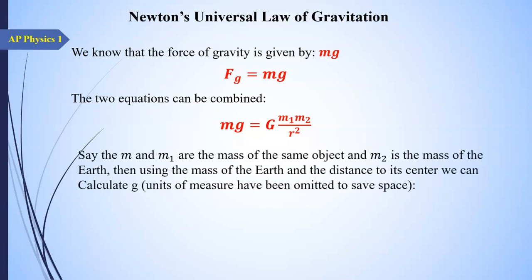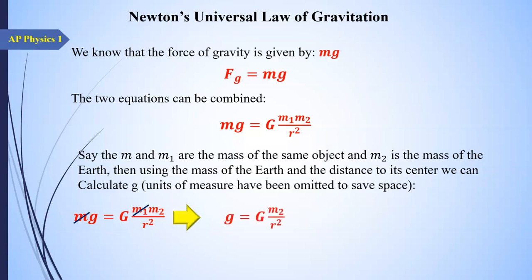So say that m and m1 are the same mass of the same object. Let's say your body, for example, and m2 is the mass of the Earth. Then using the mass of the Earth and the distance to the center, we can calculate g, the gravitational acceleration of 9.8. So there's the equation. You can cancel the m1 and the m because that's your body.